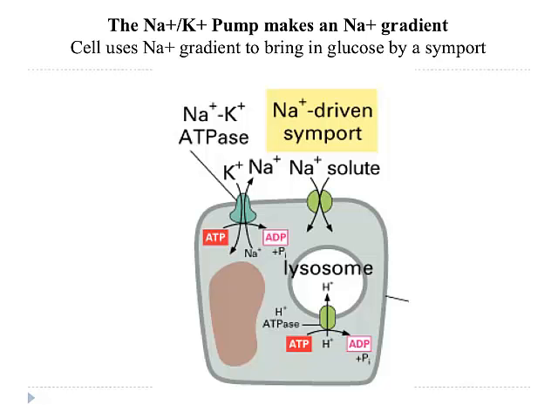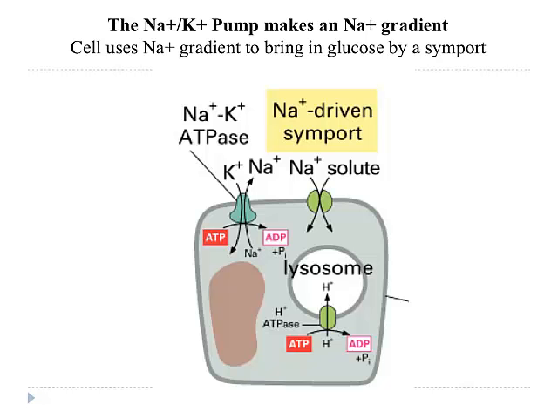Another reason that the sodium-potassium pump is important is that it creates a gradient of sodium that can be used by other transport proteins to bring in solutes. So while the pump itself is not transporting glucose, it can through a symport. So there are different ways that solutes can get into the cell.